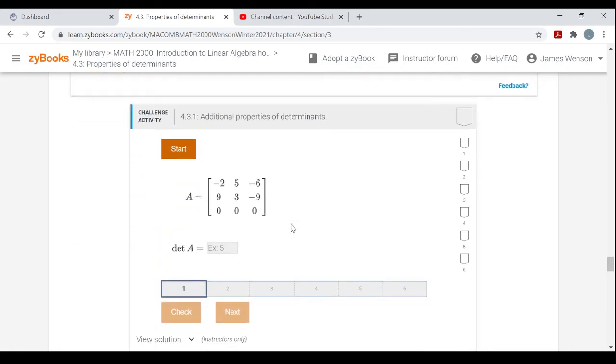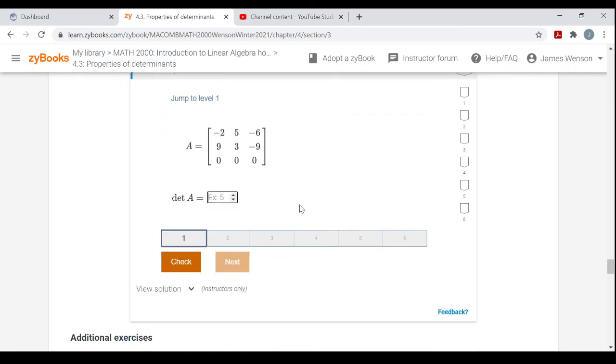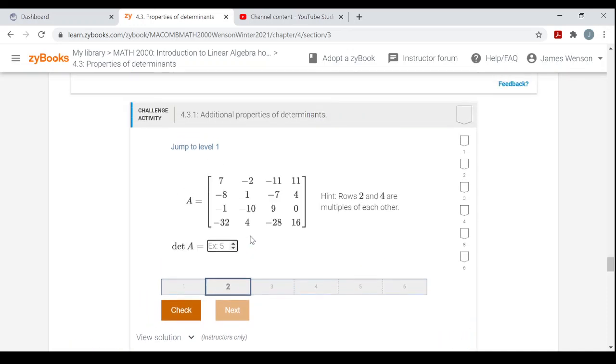All right, and then this one has 6 of these, sure. Find the determinant. Now this one's pretty obvious. The second level. Let's see what the second level looks like. So another determinant. Oh, look. Look at this hint. Oh my goodness.